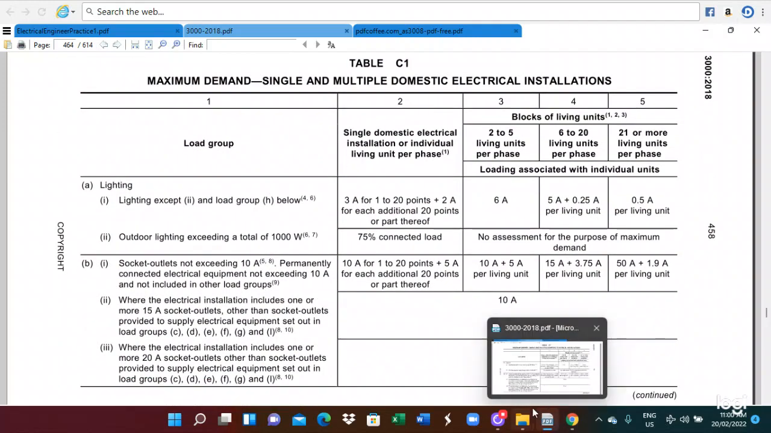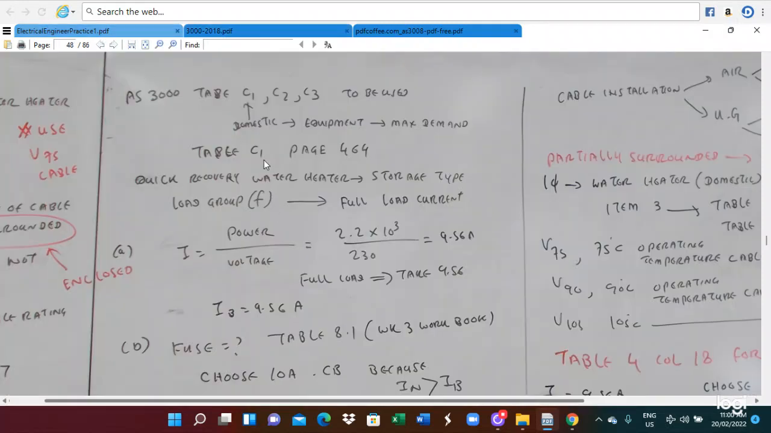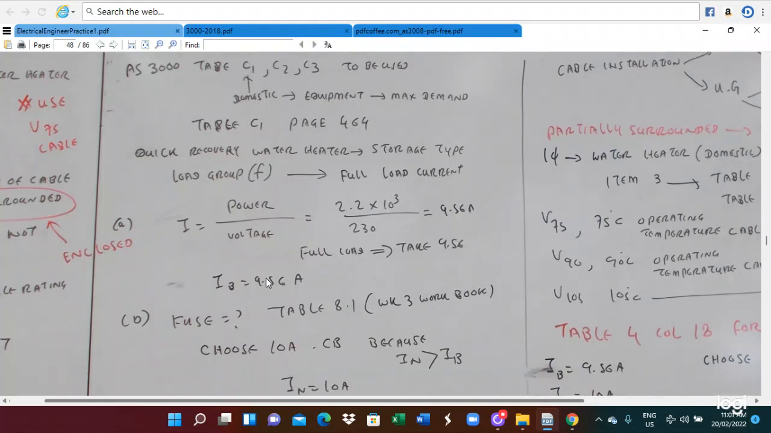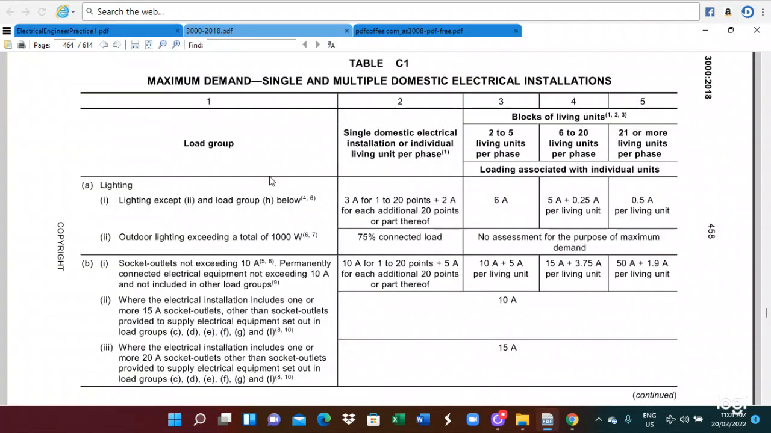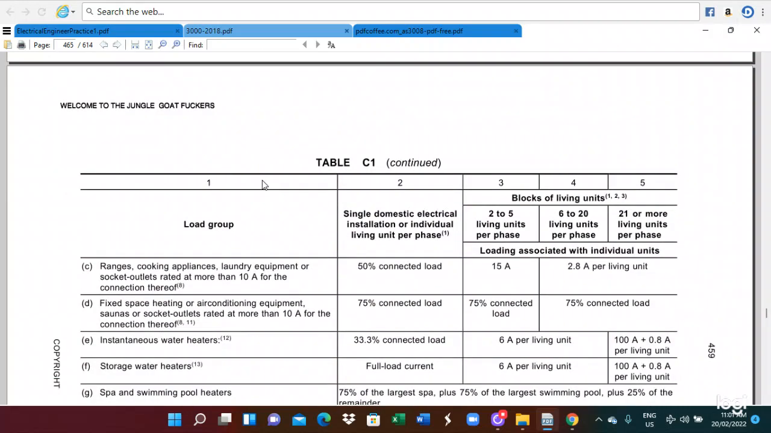In this case, the power is given as 2.2 kilowatt, supply voltage 230 volt. From here, we calculate the current as 9.65 ampere. We have to take the full load current. In table C1, the quick recovery water heater is load group F.